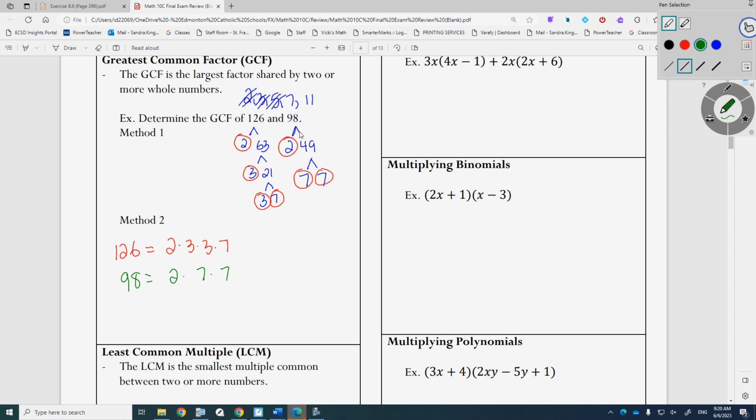In order to get the GCF, how we do that is you circle all of the prime factors that are common in both. So, for example, I could circle a pair of 2s here, I could circle a pair of 7s. So you circle all the prime factors that are common in both numbers. And then because I circled a pair of 2s, I'm going to write down a 2. Because I circled a pair of 7s, I'm going to write down a 7. You multiply those two numbers together, and you'll get the GCF, which is 14.